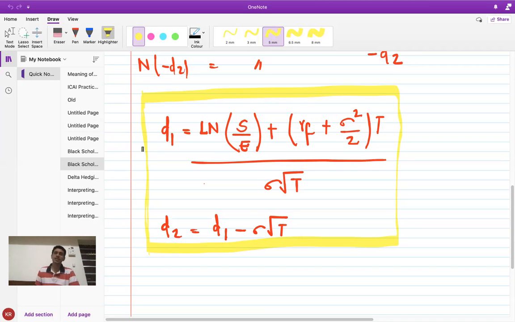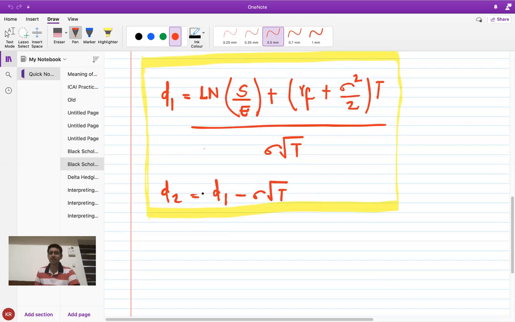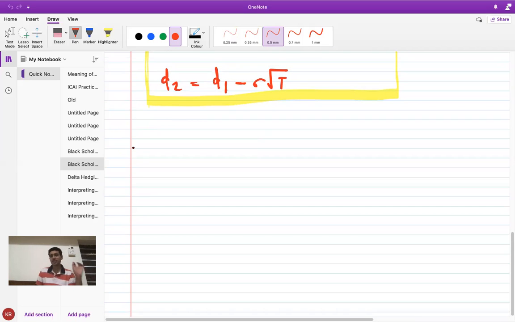Okay, so basically this is the formula for D1 and this is the formula for D2. Now let us actually solve the sum that we had in our hand. I'm still not giving you the meaning of ND1 and ND2. I'm just telling you that ND1 and ND2 are some values. Now let us solve the sum that we had in our hand.